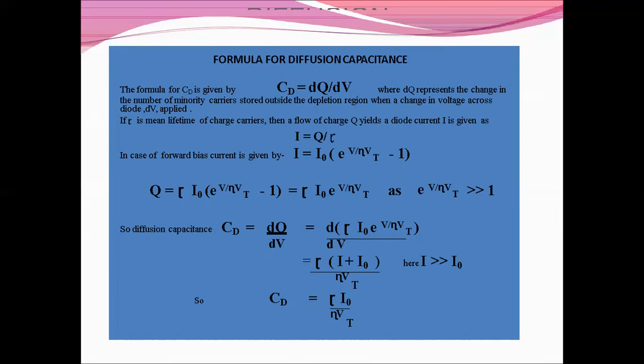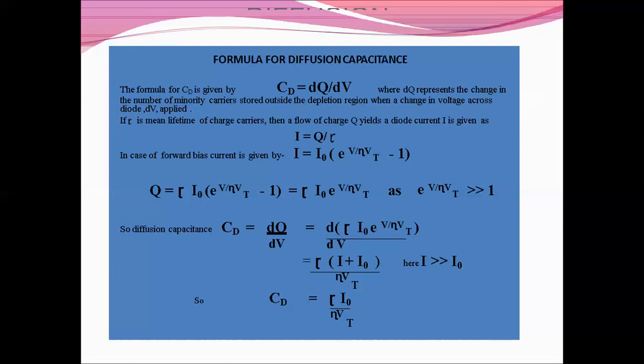In the case of forward bias current, we consider I equal to I naught into (e power V divided by eta Vt, minus 1). So the charge is written as tau into I naught into (e power V by eta Vt minus 1), equal to tau into I naught e power V by eta Vt, as e power V by eta Vt is very much higher than 1.